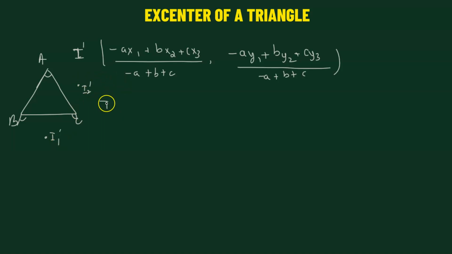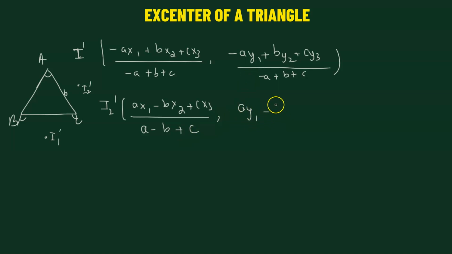This is I2 prime. Then the coordinates of I2 prime will be, to remember it, this is the side B. So since it corresponds to side B, we'll have AX1 minus BX2 plus cx3. Using the simpler method we can prove that, but there's no need because we can similarly write it down as a minus b plus c, comma, and the y coordinate will be ay1 minus by2 plus cy3 divided by a minus b plus c.